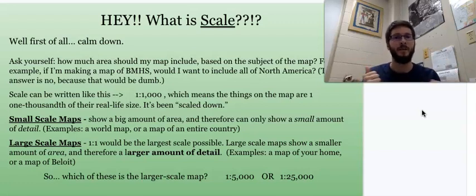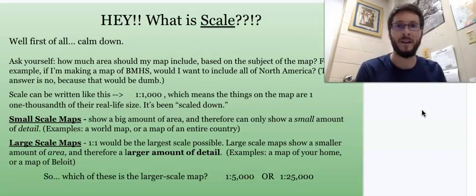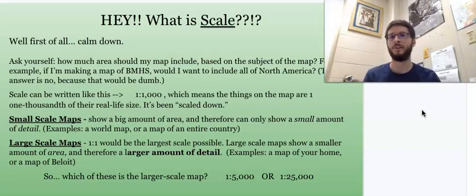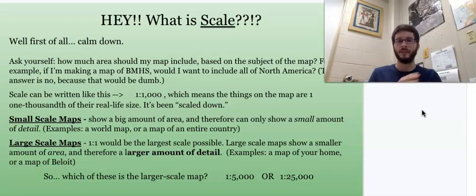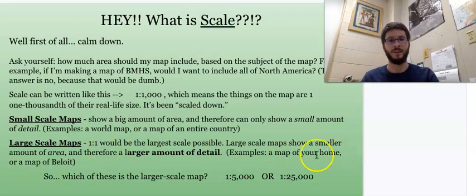Okay, I'm not going to be able to put all the road names in on a world map. I'm not going to be able to put in buildings and every little tiny itty bitty city. Okay, so there's not going to be a lot of detail. In contrast, we have what are called large scale maps. Large scale maps are the closest to real life size as possible.